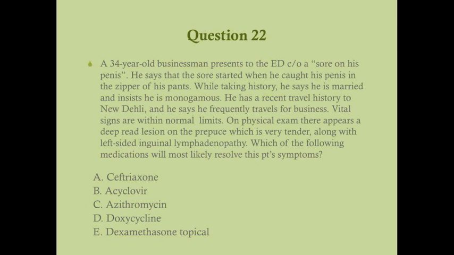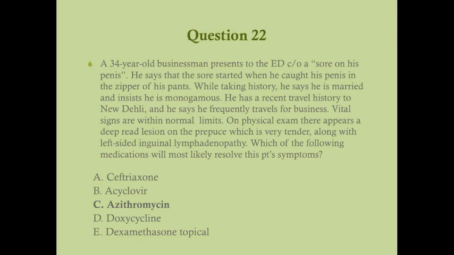On physical exam, there appears a deep red lesion on the prepuce, which is very tender, along with left-sided inguinal lymphadenopathy. Which of the following medications will most likely resolve this patient's symptoms? Is it A, ceftriaxone, B, acyclovir, C, azithromycin, D, doxycycline, or E, dexamethasone topical? Okay, and the answer here is C, azithromycin.